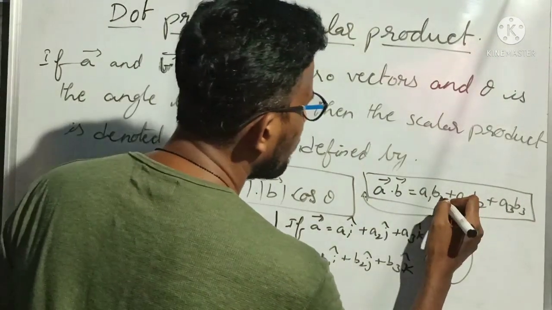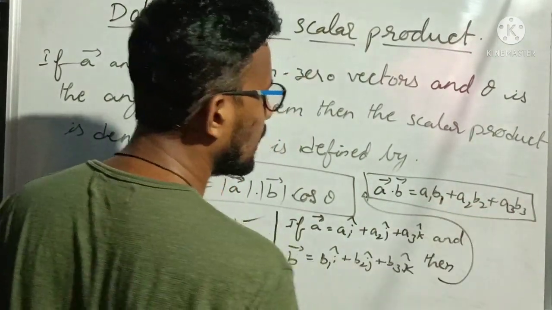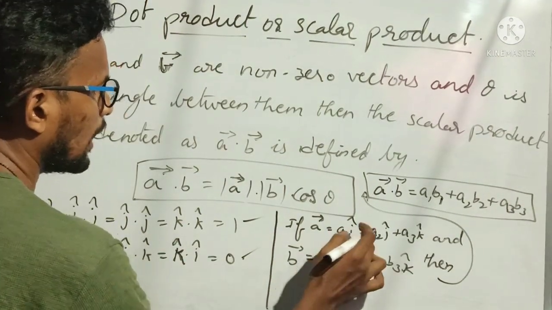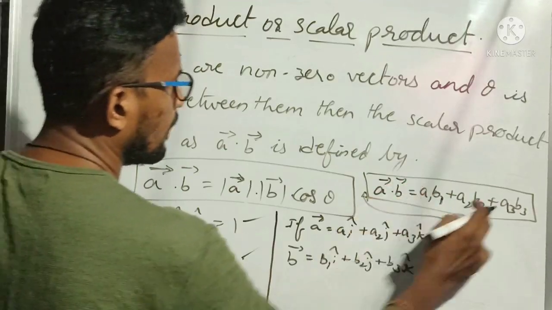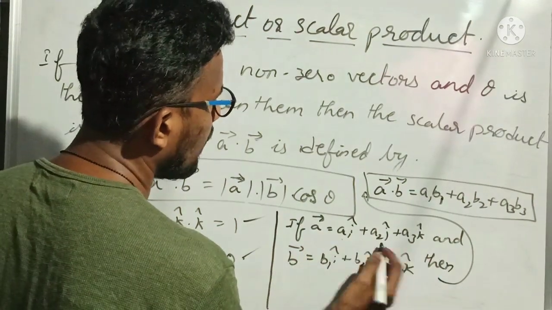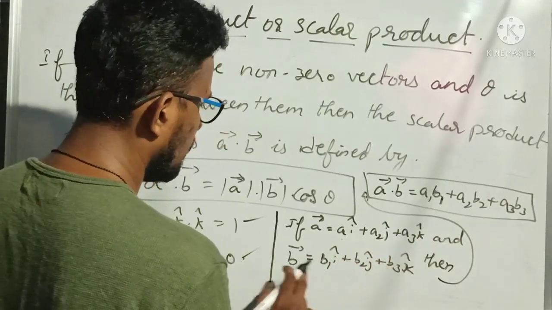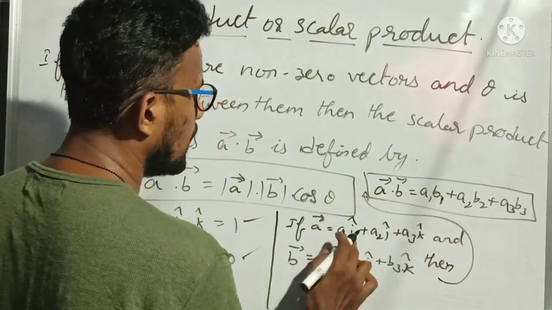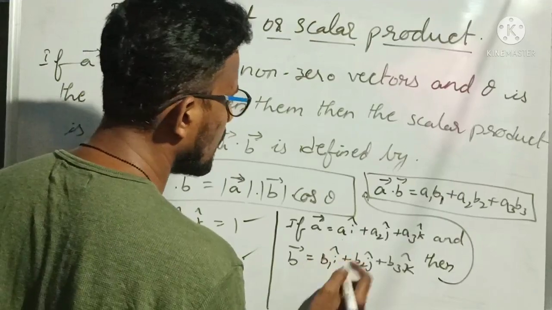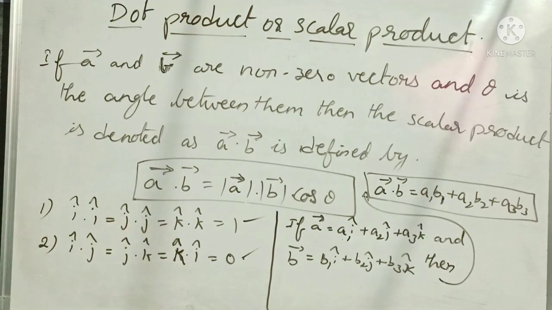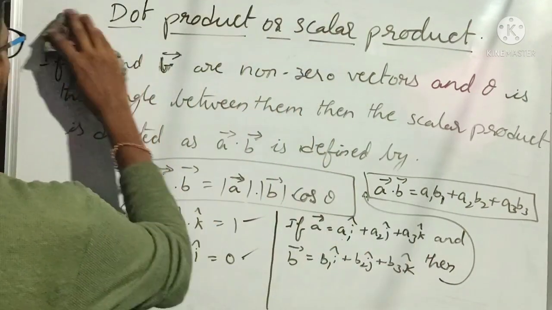That's why we will be left with only a1 b1 plus a2 b2 plus a3 b3, because i cap dot i cap is 1. That's why a1 b1 into i cap dot i cap is a1 b1. In the same way, the remaining also we will get in the same manner. Understood? That's why if a bar is equal to a1 i cap plus a2 j cap plus a3 k cap and b bar is equal to b1 i cap plus b2 j cap plus b3 k cap, if these two are vectors, then their dot product will always be the product of coefficients of i plus product of coefficients of j plus product of coefficients of k. Very important. Now let us see one example related to dot product.